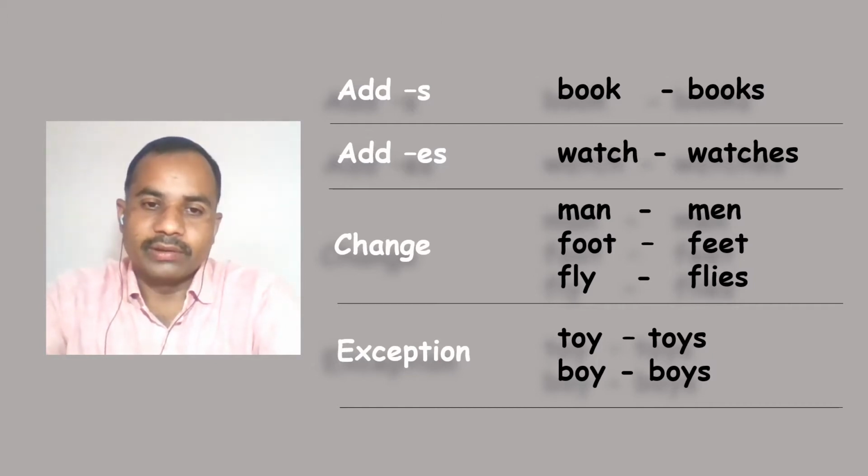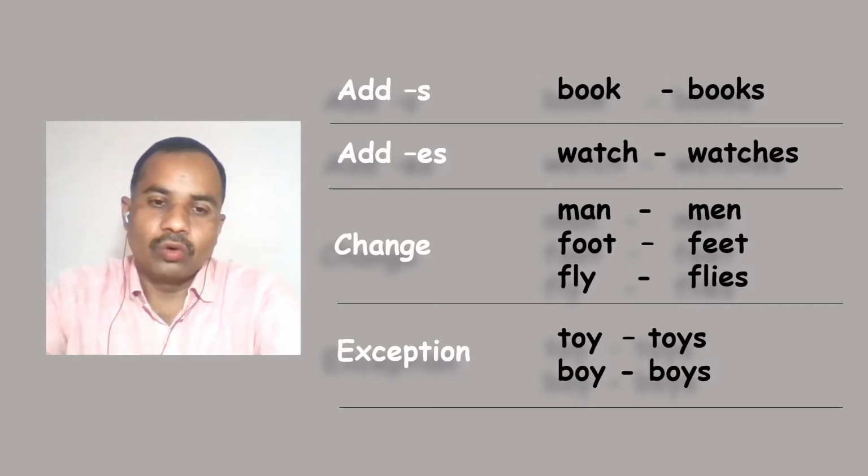But in fly, for example, look, before this y in fly we have l as a consonant sound. So when there is a consonant before y, then only we turn y into i. And if y is preceded by a vowel, then we will keep y as it is and add s. So these are the general rules while making plurals in English.